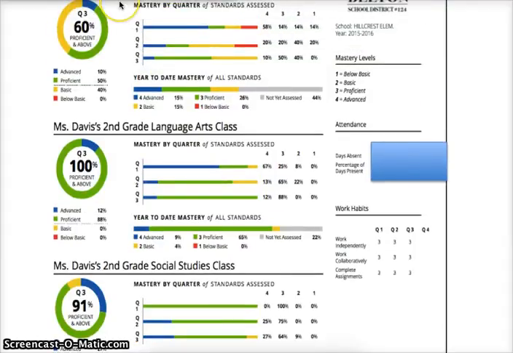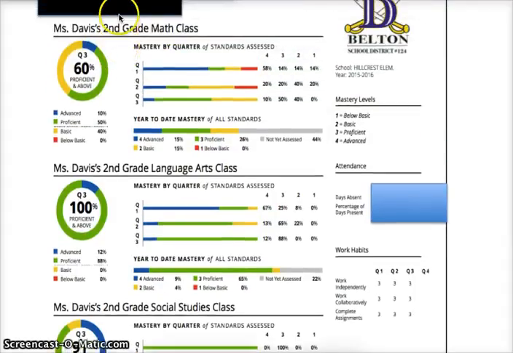This does not mean that they've learned 60% of all of the standards. It just means 60% of what we've taught they've mastered. So hopefully that helps a little bit more. Like I said, please let me know if you have any questions.